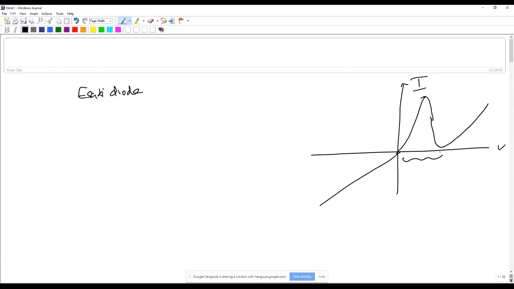This region where your current is increasing and decreasing is due to a phenomenon called tunneling. When your current decreases with voltage, we call this region a negative resistance region. So they have a very different IV behavior as compared to a regular PN junction. One way to understand it is, of course, to look at the energy band diagram. So the Esaki diode or a tunnel diode. Let me take a new page and then I will draw the energy band diagram.